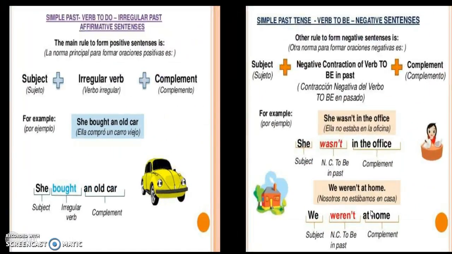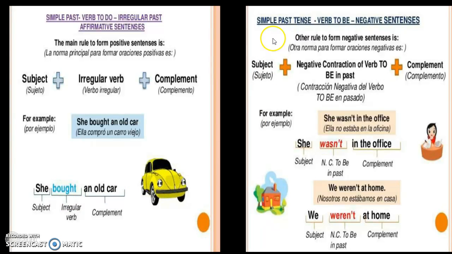Okay, let's continue. The main rule to form positive sentences is subject plus irregular verb plus complement. For example, in the sentence, she bought an old car. She is the subject, bought is the irregular verb, and old car is the complement. Bought is the past of the irregular verb.